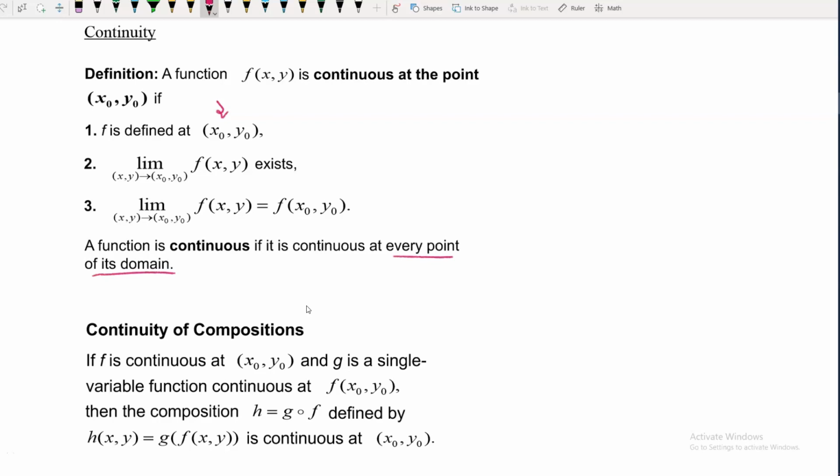Continuity of compositions: if f is continuous at this point x naught, y naught, and g is a single variable function continuous at f of x naught, y naught, then the composition h, defined by h of x, y equal to g of f of x, y, is continuous at this point x naught, y naught. Here f is the inner function and g is the outer function.